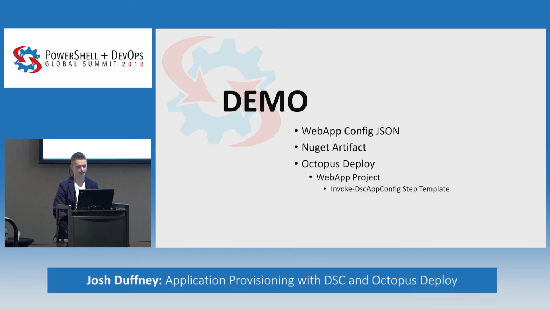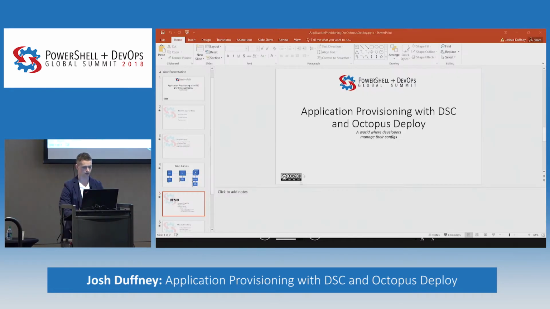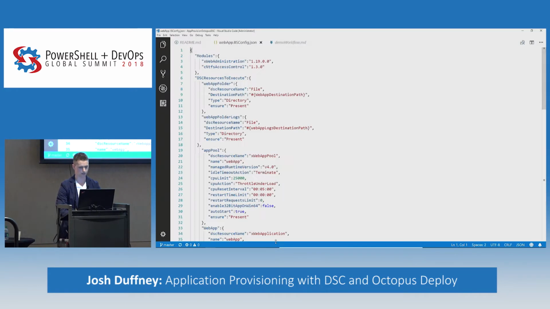And then the InvokeDSC App Config, which is a step template that wraps PowerShell that invokes a custom module that all this came from. So under the hood, this abstraction of JSON to DSC is a custom module that's out in the community called InvokeDSC. Then we'll create and deploy a release and talk about variable substitution that you get for free with Octopus. So let's dive into the demo.